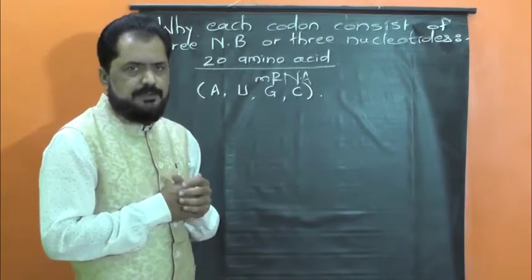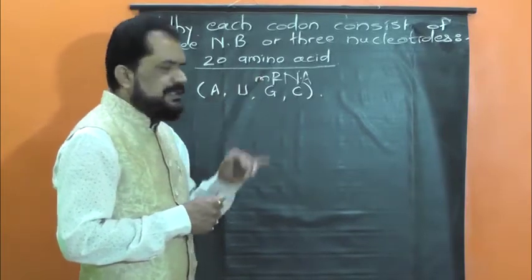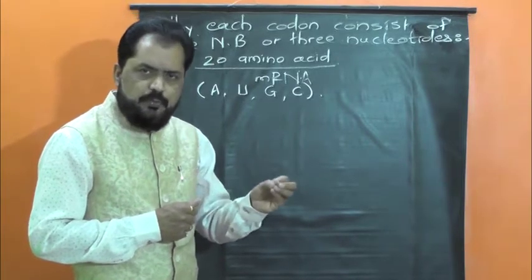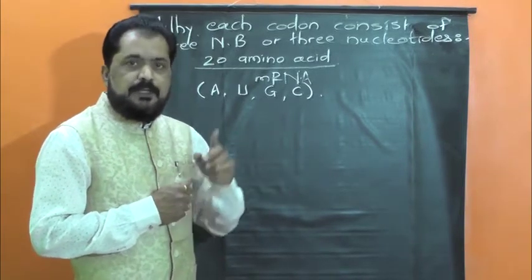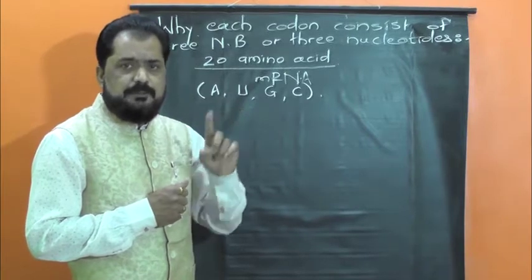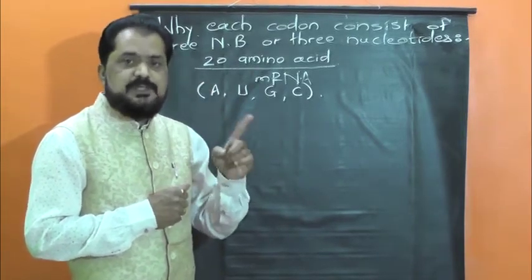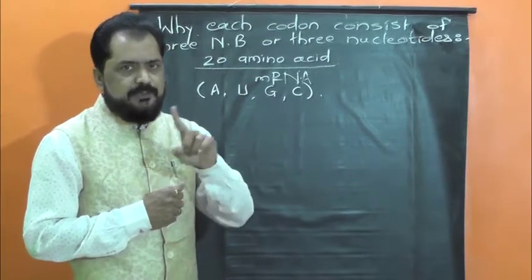आता जसं मी म्हटलं की प्रोटीन सिंथेसिस या प्रक्रियेमध्ये 20 अमायनो ऍसिड्स सहभागी होऊ शकतात आणि एका अमायनो ऍसिडची माहिती एकच कोडॉन कॅरी करतो. One codon specifies single amino acid.